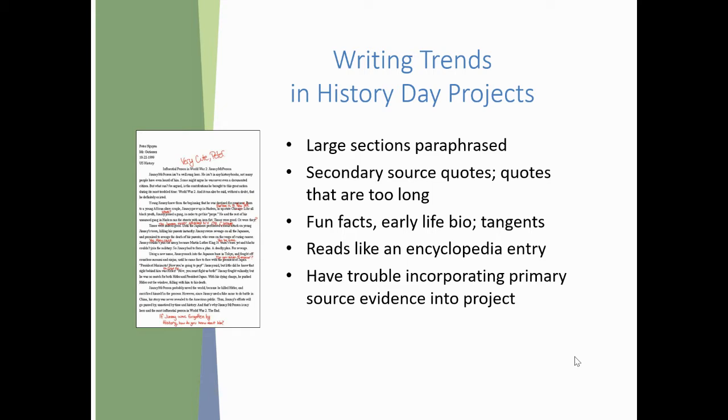So the first one that I've got is having large sections of paraphrased text, usually from secondary sources, having secondary source quotes or quotes that are too long, having a lot of fun facts, early life bio information, going on tangents, projects that read like an encyclopedia entry. In other words, it's all facts and just listing events that happened. And some students have trouble incorporating primary source evidence into their project. If you've seen any of these in your students' history research writing, I hope the following slides will help you start to combat those trends and guide them in the right direction.